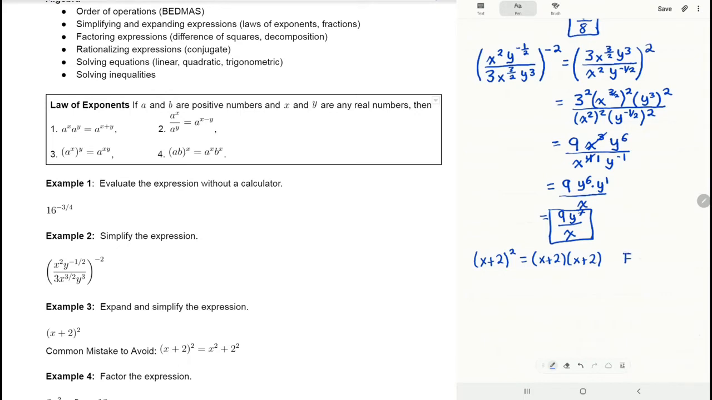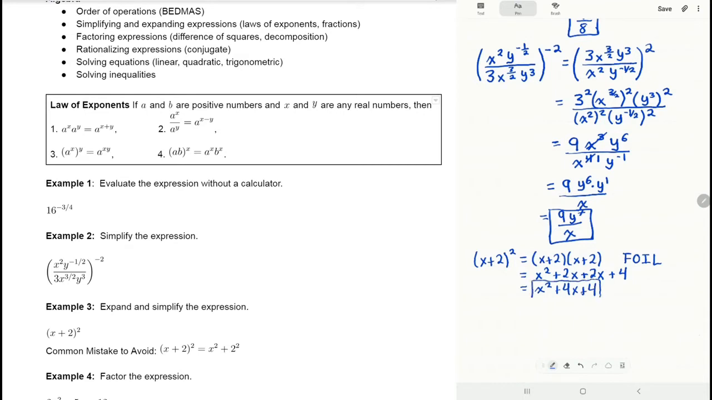So many of you may know this as FOIL. So we want to take the first term multiplied by the first term. That gives us an x squared. And then the outer terms, so x times 2 gives us a 2x. Then we have the inner terms, so we have another 2 times x. And then we multiply the last terms. So 2 times 2 gives us 4. So simplifying, we have x squared plus 4x plus 4.